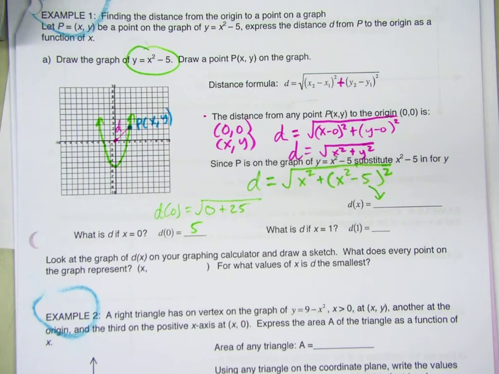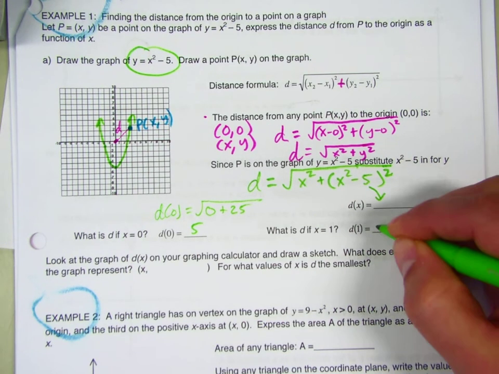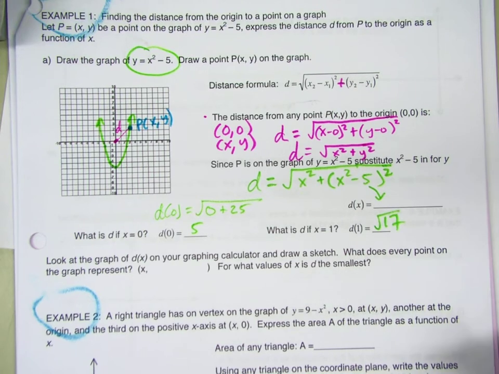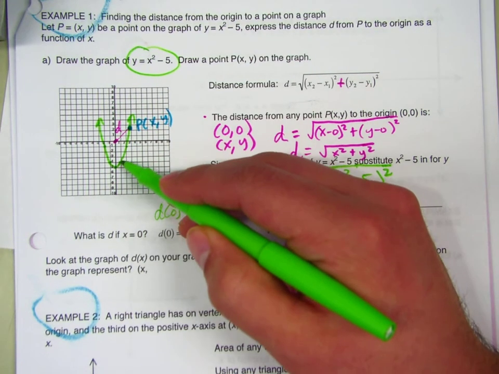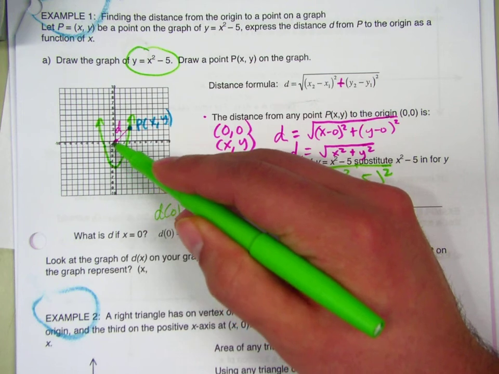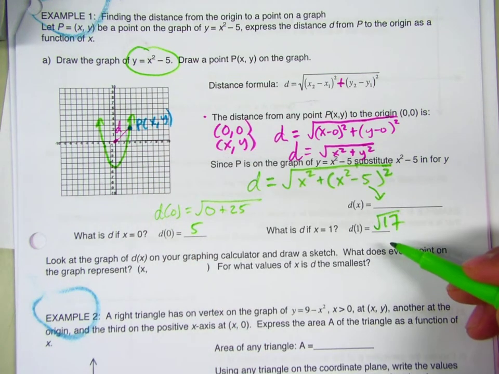Yes? 17. Very close. Root 17, yeah. Don't forget about the square root. So if x is 1, we're talking about this point right here. From this point to 0, 0 is going to be root 17 units away. So just a little bit more than 4 units.